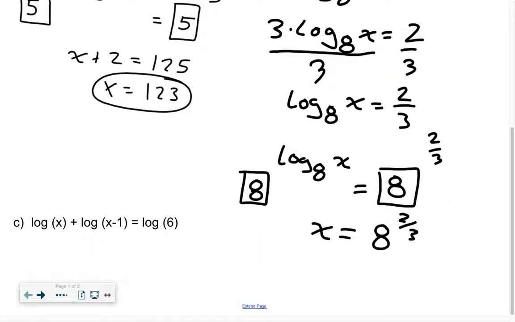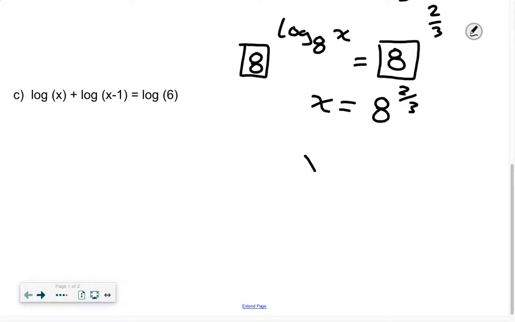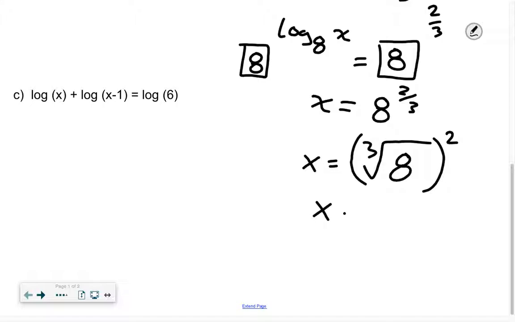So let's convert this expression to radical form. X is equal to the square root of 8, and I shouldn't say square root, it's actually the cubed root, right? Denominator is my root, raised to that numerator, which is 2. What's the cubed root of 8? 2. 2 squared is 4. Okay so far?